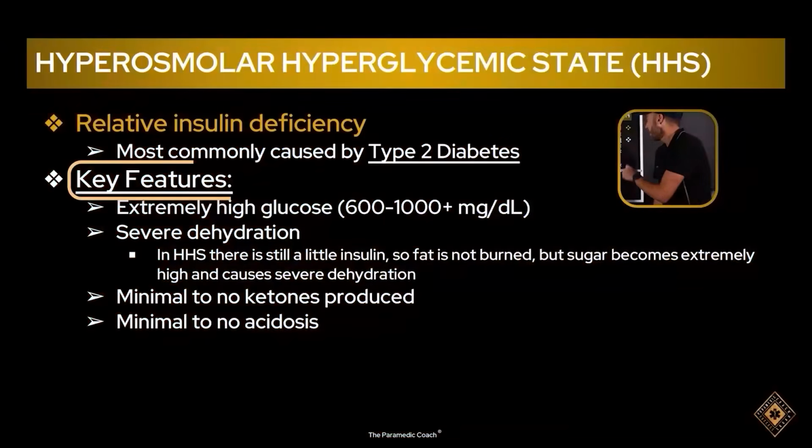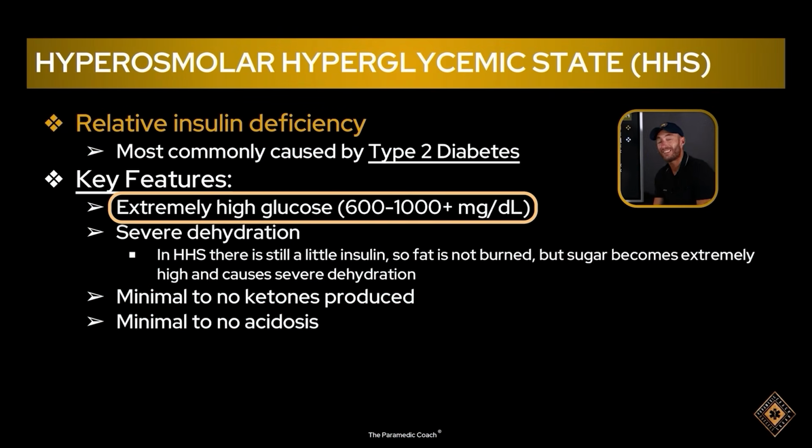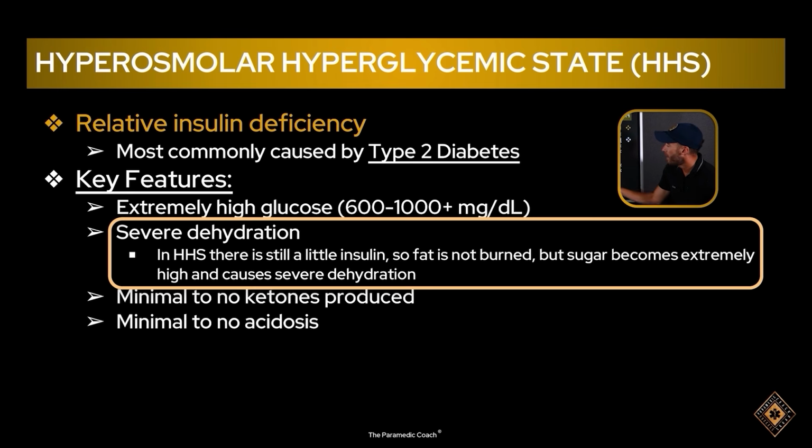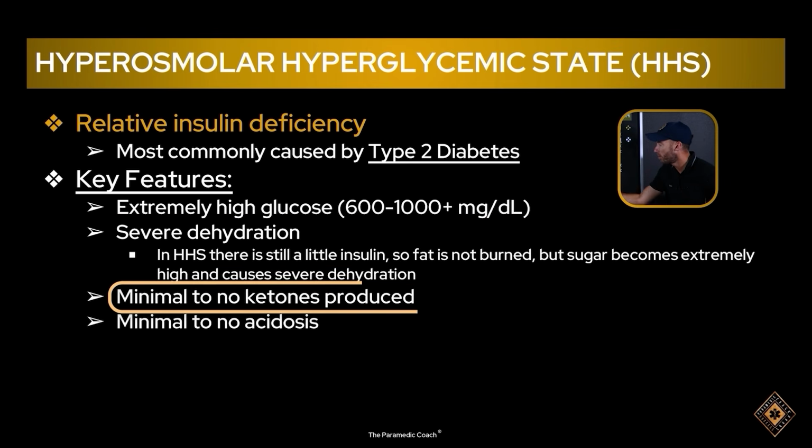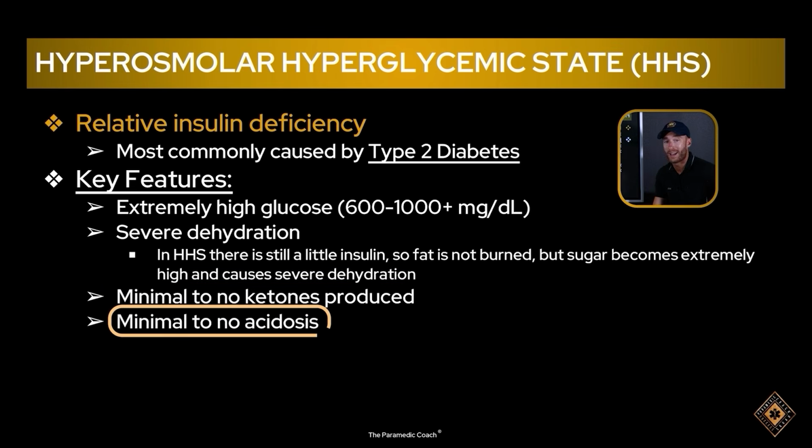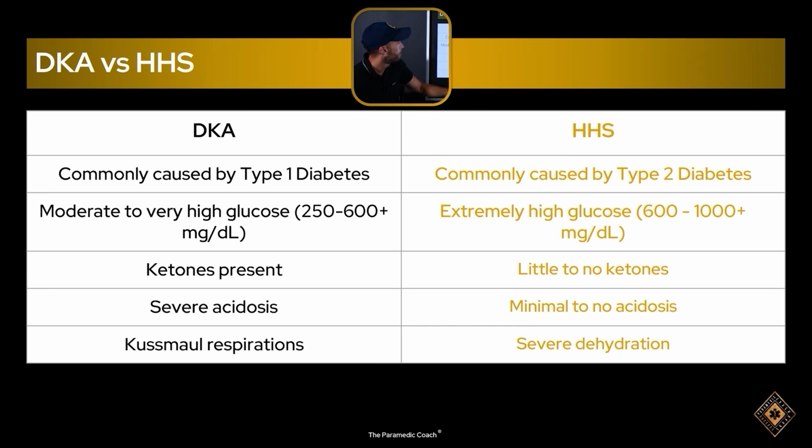Okay. Key features. Extremely high glucose, 600 to 1,000. Basically, it's going to read HI on your glucometer. Severe dehydration. Now, in HHS, there is still a little insulin, so fat is not burnt. But the sugar becomes extremely high and causes severe dehydration. There's minimal to no ketones and minimal to no acidosis. So we can see a difference here.